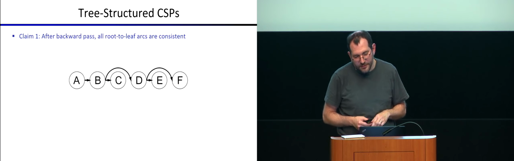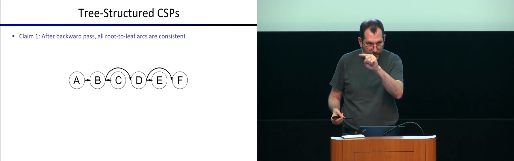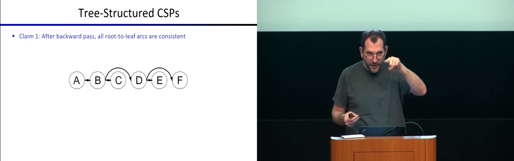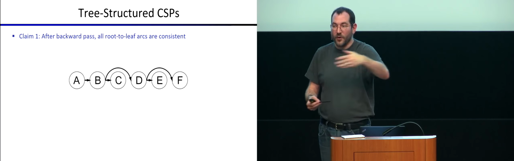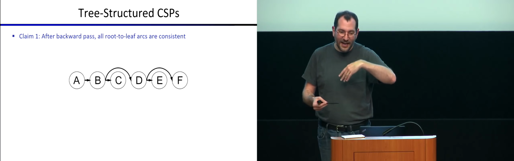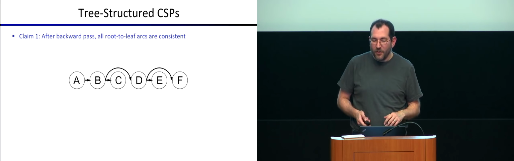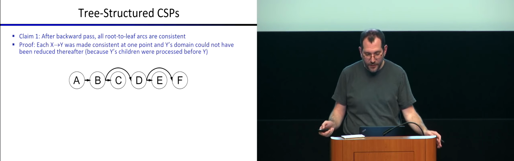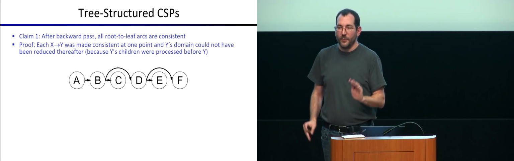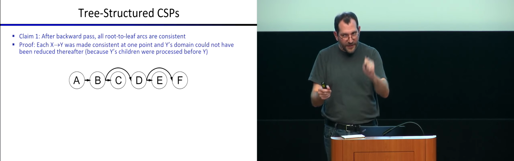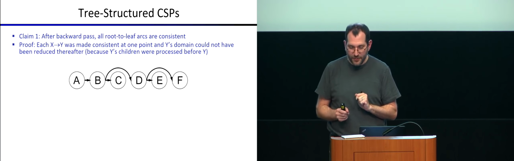Let's prove it. Let's prove that this works. So the claim is, after the backward pass, so remember we enforced the consistency of these arcs in a very particular pattern. It wasn't like arc consistency for the whole graph where we do it again and again and again. We just did one pass. The claim is that after you do that, all root to leaf arcs are consistent. Why is that? Well, each arc was made consistent at one point. We know that because we visited each one, and when we visited it, it was consistent when we were done. It is entirely possible that after that point, we screwed things up.